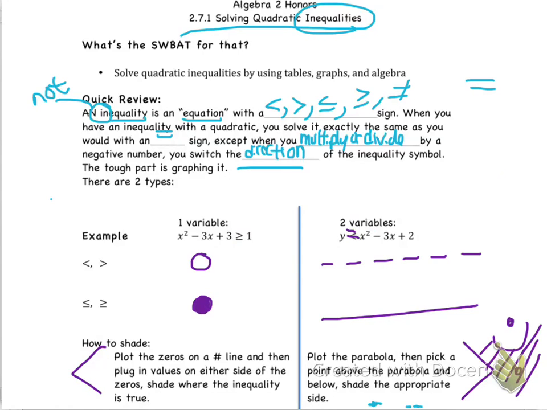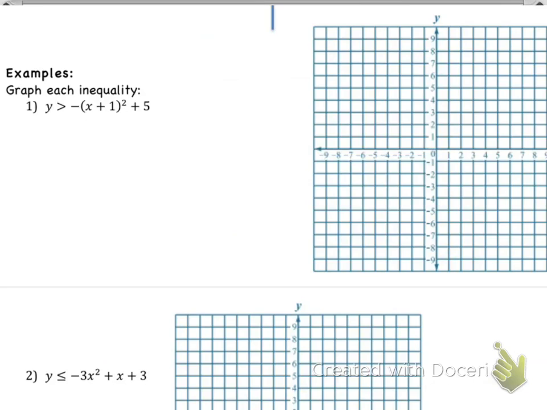Okay, so I'm just going to show you a bunch of examples now, just so that you get an idea of how this works. Alright, so example 1. We have: graph the inequality y is greater than negative (x plus 1) squared plus 5. Now, hopefully you should notice this is already in vertex form. So we know the vertex, which is (-1, 5), opposite of what it is inside the parentheses.